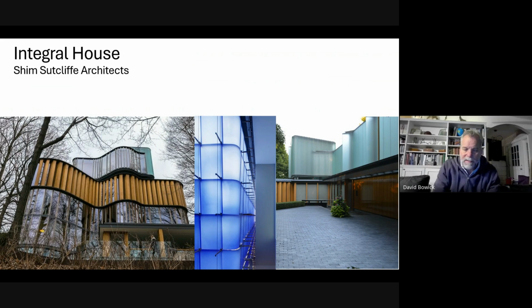This is an image of the Integral House. This is a wonderful project designed by Bridget Shim and Howard Sutcliffe. We've got all kinds of glazing in this one. So the image to the left, you can see we've got wood curtain wall. So the frame was installed and it was glazed after from the outside. The image in the middle, there's an art wall, a glazed art wall inside the house, suspended on cables with little bronze castings that were designed by Howard.